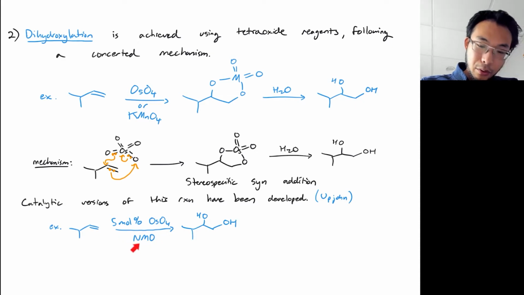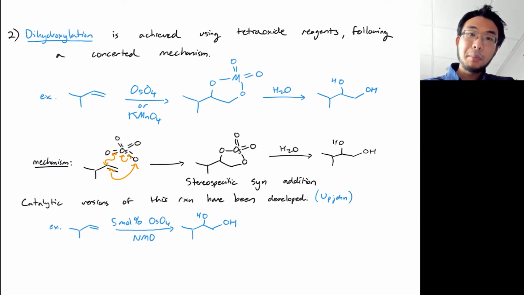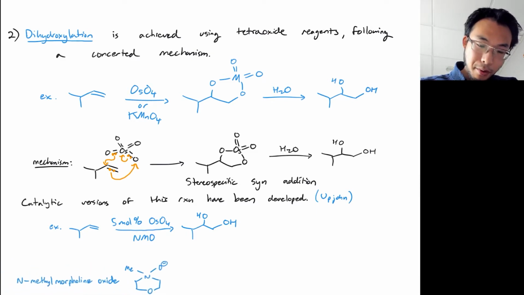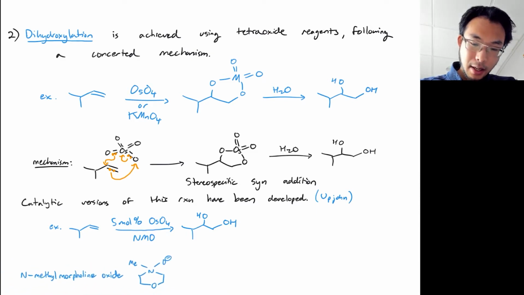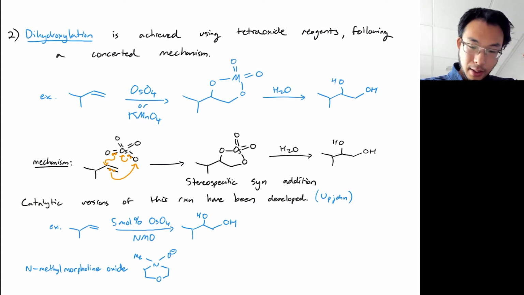The key is to use an additive here. So this is NMO. NMO refers to N-methyl morpholine oxide, which is the morpholine is referring to this 6-membered ring. The N-methyl is the methyl group here, and the oxide refers to this type of a functional group, where an N-oxide is when you have a negatively charged oxygen single bonded to a nitrogen atom. We're not going to go through the mechanism for how exactly this process becomes catalytic.